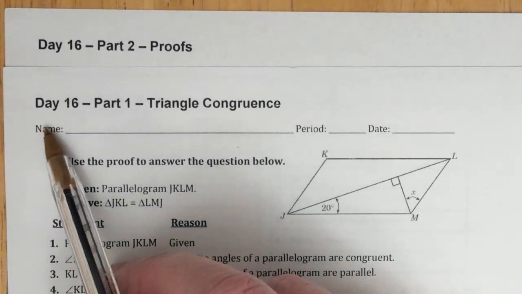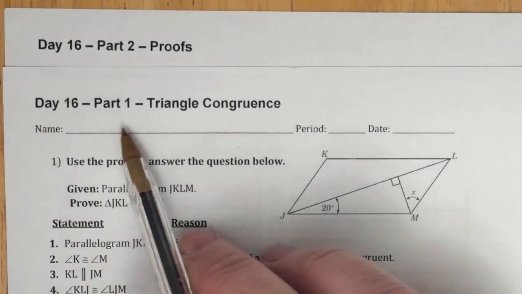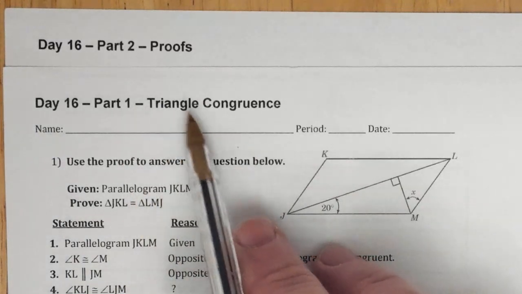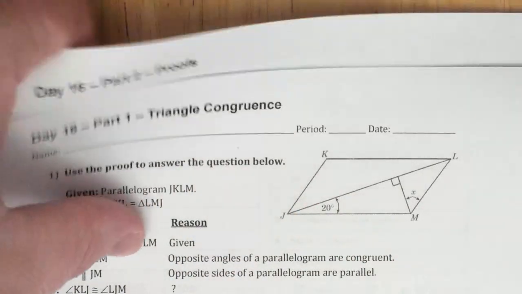We are on day 16 of our EOC review. There are two parts. We're going to do part one, which is triangle congruency, and part two, which is proofs. All right, let's go ahead and do the first one.